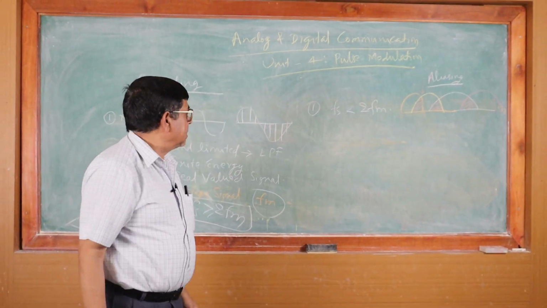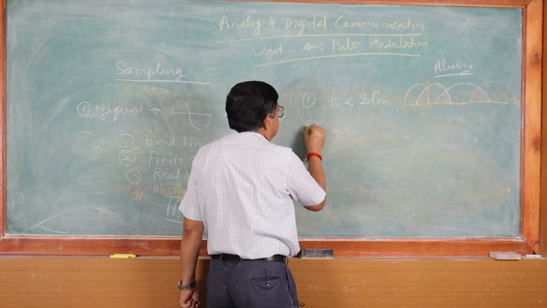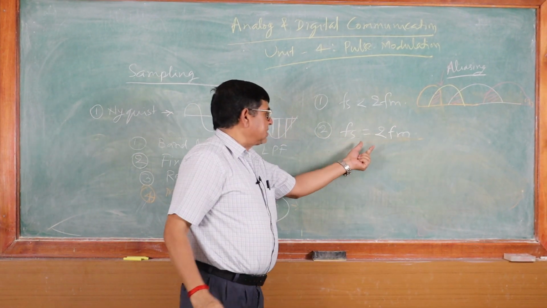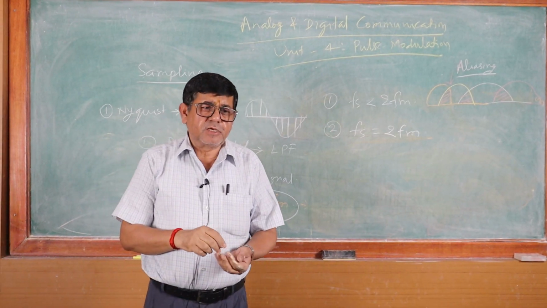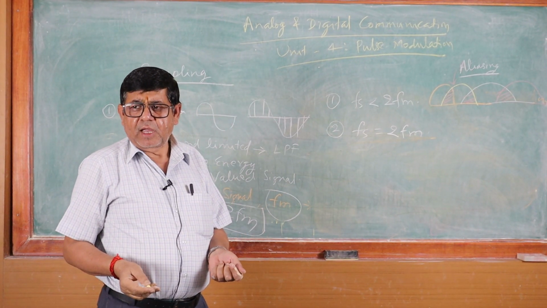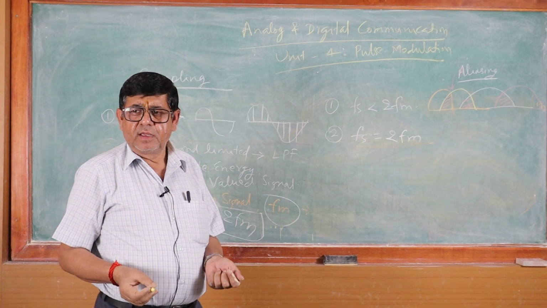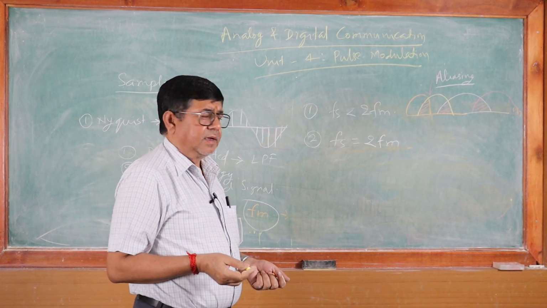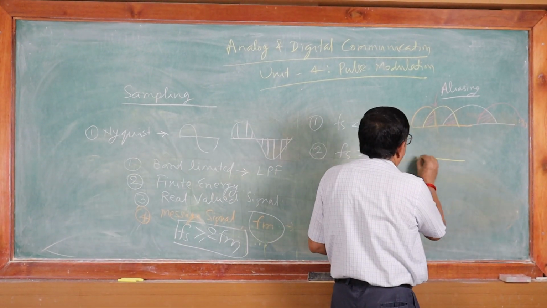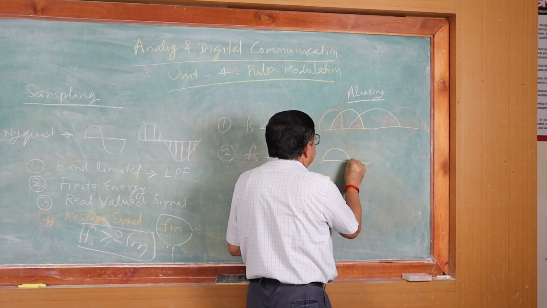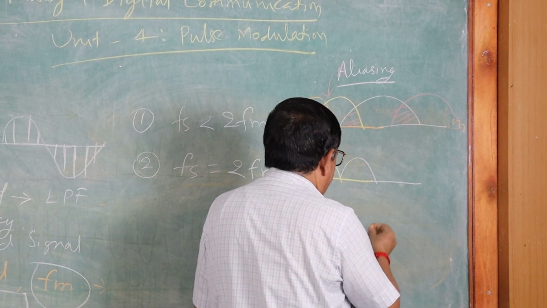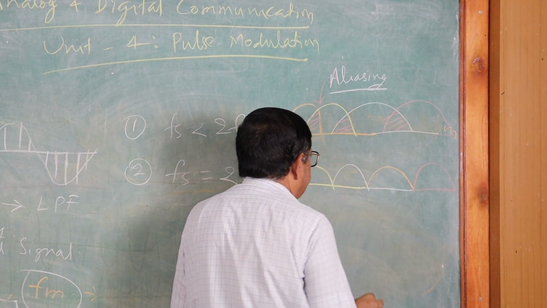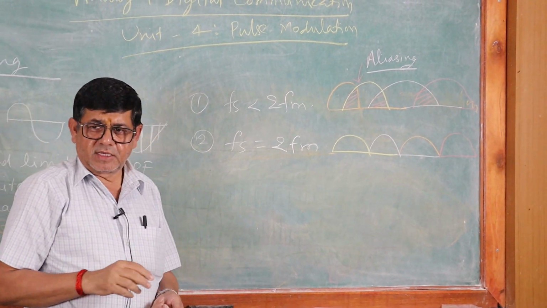This is unavoidable. Second case is Fs is equal to 2 into Fm. So this is called sampling at Nyquist rate. Is it okay or no? Can we do sampling at Nyquist rate? Tell yes or no. Tell loudly. So I will give an example. This is one signal. This is another signal. This is third signal. Let us say this is fourth signal. If we are doing sampling at Nyquist rate, this is the condition. Okay.